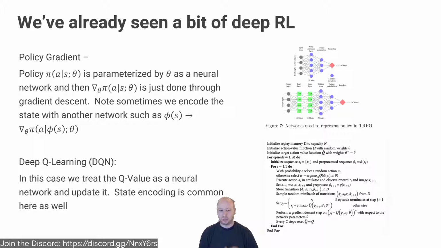We also saw deep Q learning. In this case, instead of a policy, we're talking about the Q network, approximating the Q function as a deep neural network. Here we also see state encoding is a very common thing. We take in a state and optimize this Q function, and then we have an implicit policy that we take based on the maximization of that Q function.